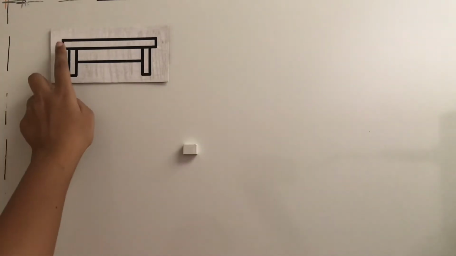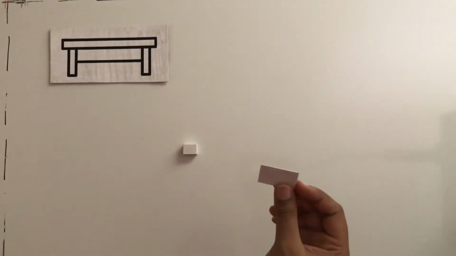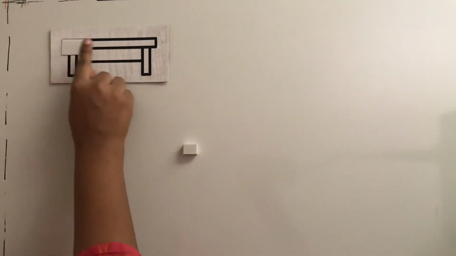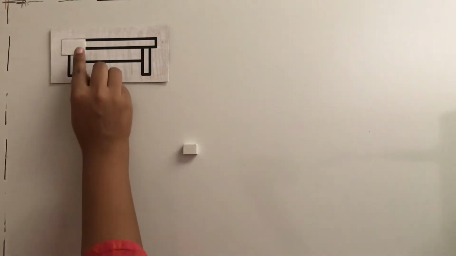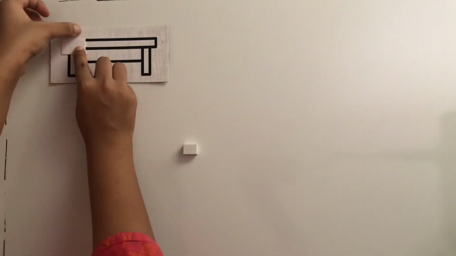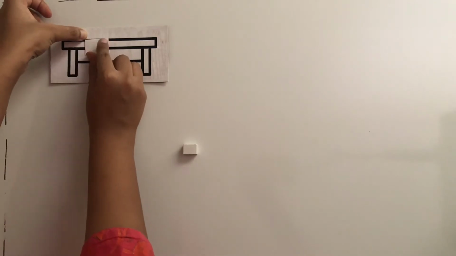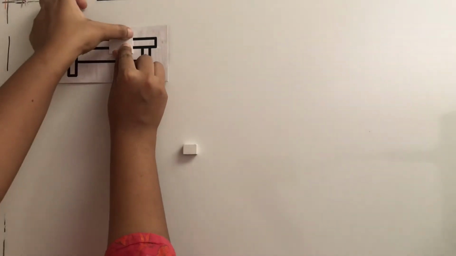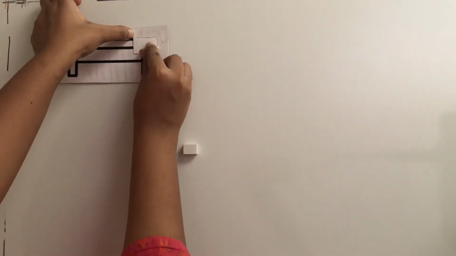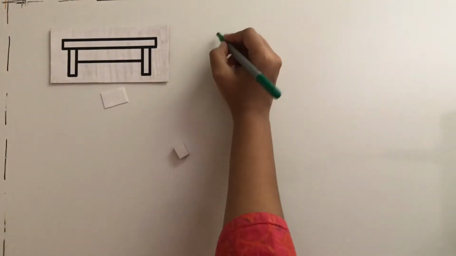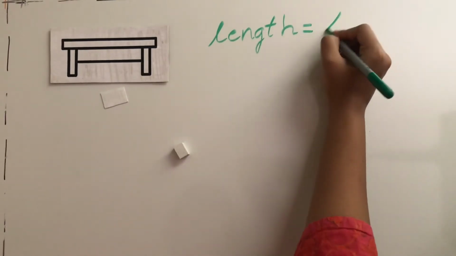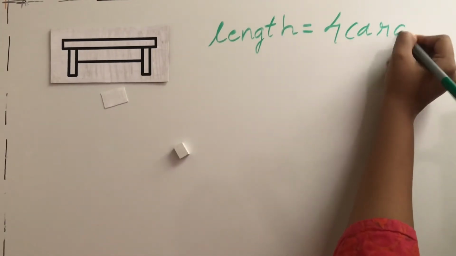Now we are going to measure the length of the table first in terms of the card. We'll find out how many times we have to repeat the card, and that will give the length of the table. 1, 2, 3 and 4. Let's write that. Length is equal to 4 times the card.